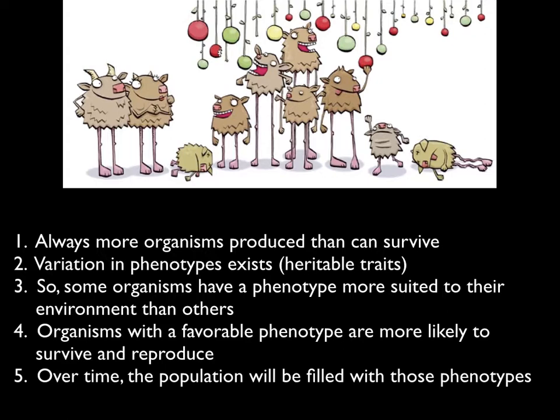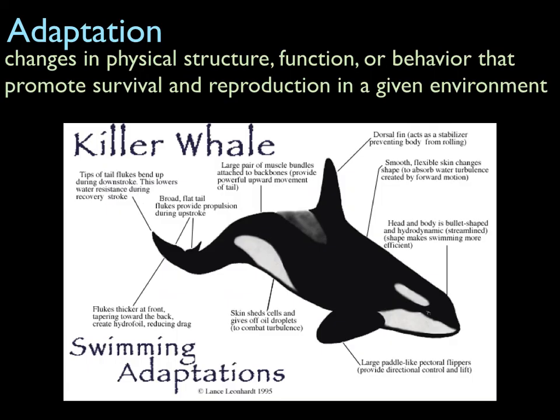And what we call the results of this process are adaptations. Adaptations are defined as changes in physical structure, function, or behavior that promote survival and reproduction in a given environment. So keep in mind that when we're talking about evolution by natural selection, we have to think of two things happening. Individuals have to survive, especially to survive to reproductive age, and they also have to have kids.